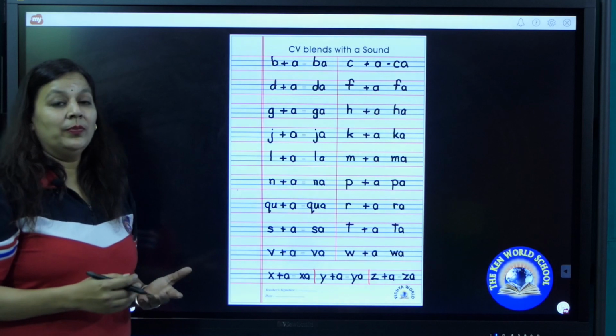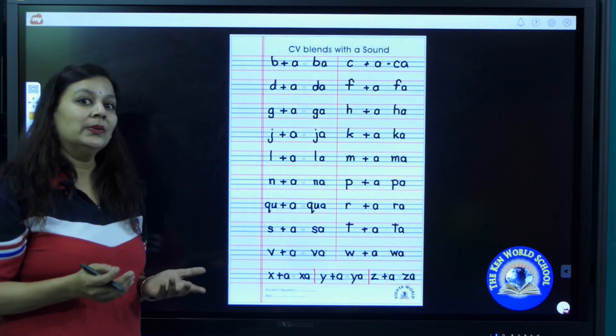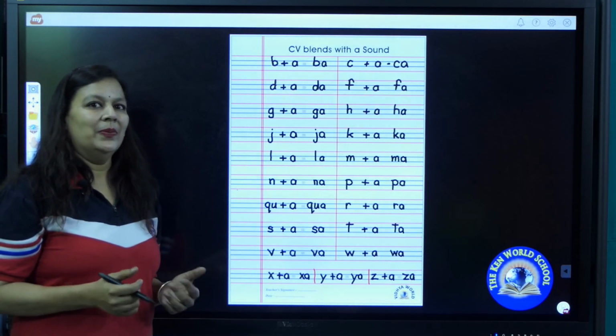Now you have to practice your two letter blends till you know them well. Good job! Awesome!